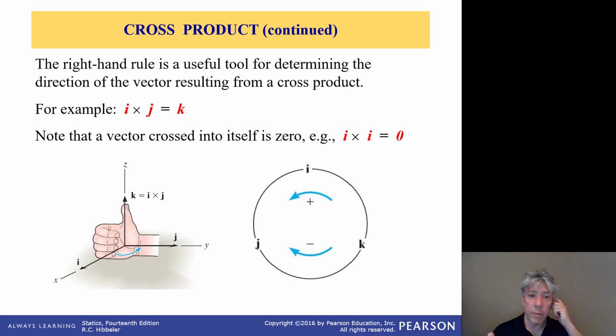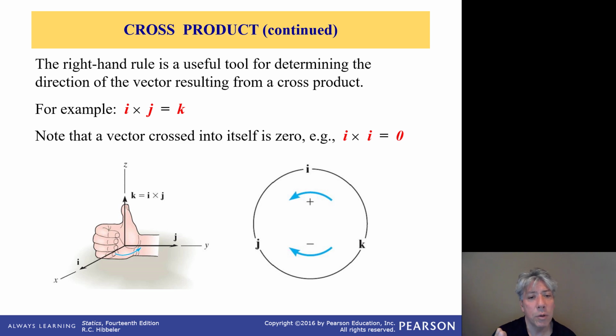The last thing to talk about is starting with the j-k combination. If you point your fingers in the direction of the j-axis, and turn your fingers through the smallest angle to get to k, you will find that your thumb points in the direction of i. So, in fact, j cross k is, make sure I got it right, I'm having to do it backwards for the camera.